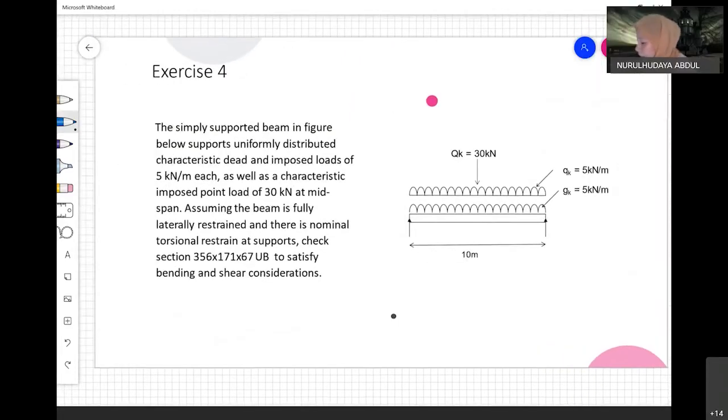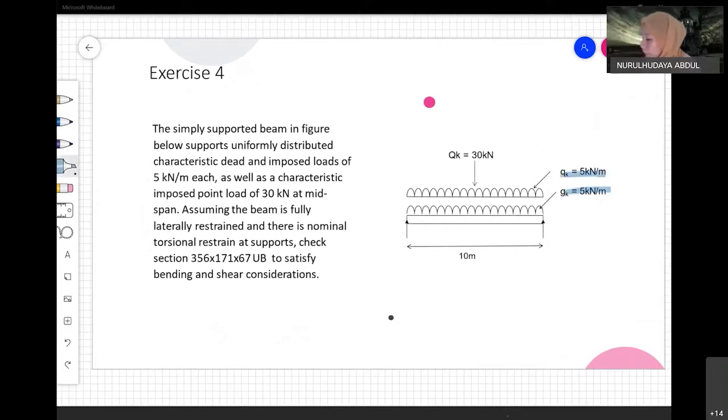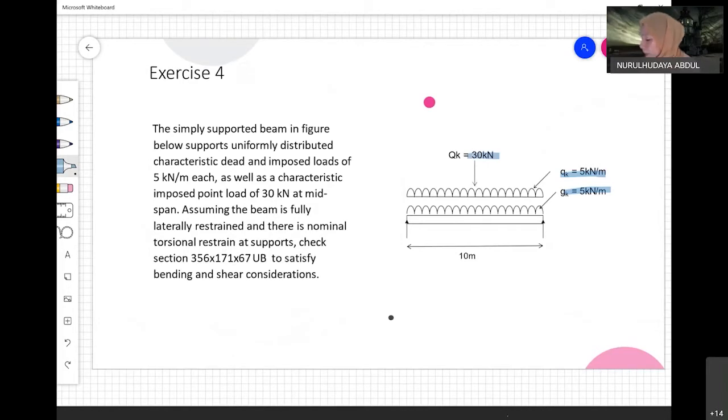A simply supported beam in the figure below supports uniformly distributed characteristic dead and imposed load of 5 kN per meter each, as well as a characteristic imposed load of 30 kN. Dia bagi juga imposed load lagi satu, ada point load. Assuming the beam is fully laterally restrained and there is no nominal torsional restraint at support, check section 356 x 171 x 67 UB to satisfy bending and shear consideration.